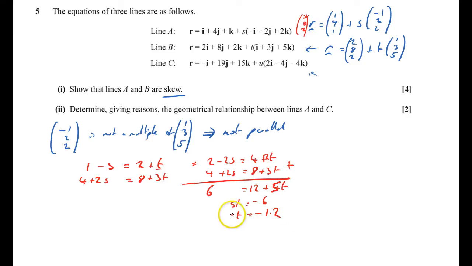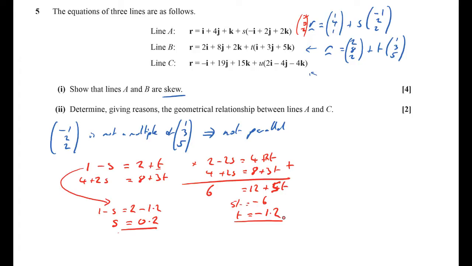I need to find out what s is. So I'm going to put that one there. I'm going to get 1 minus s equals 2 plus t, and t is minus 1.2. Add s to both sides, and I'll get s from here equals 0.2. So I've got s equals 0.2, t is minus 1.2.